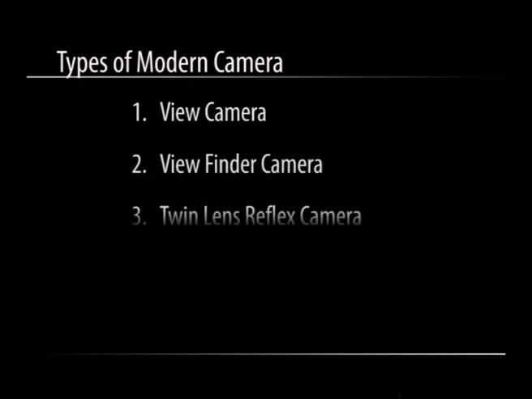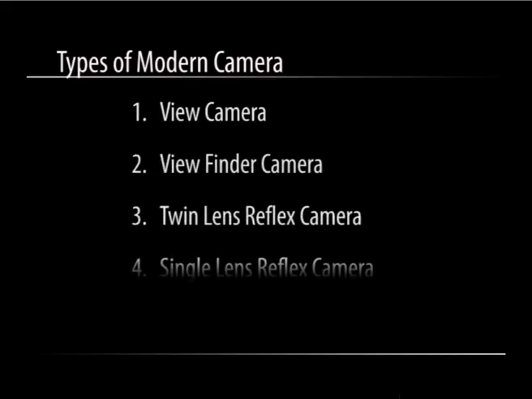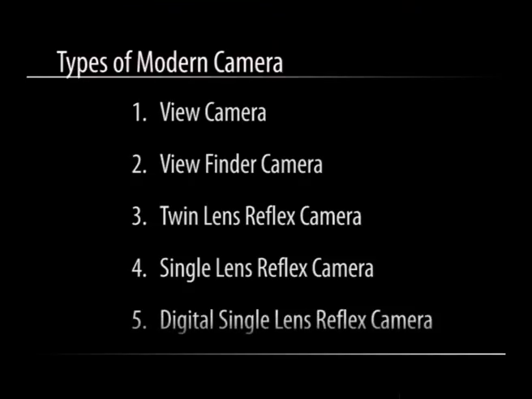Types of modern camera. Having seen the three formats of the camera, let us now see what are the cameras available to us in these formats. We first have the view camera, then we have a viewfinder camera, then we have a TLR camera, SLR camera, and of course the most modern and the most useful DSLR camera.